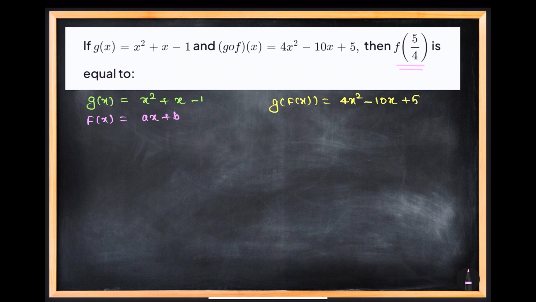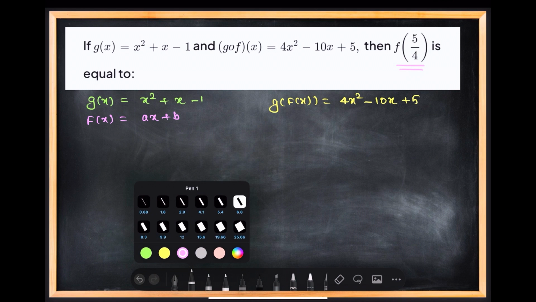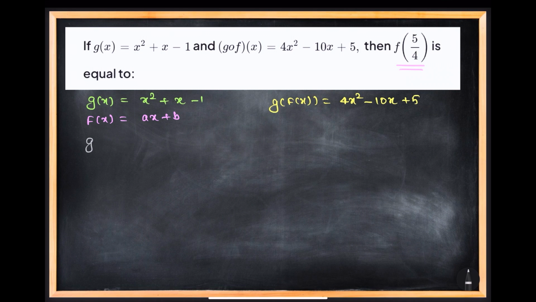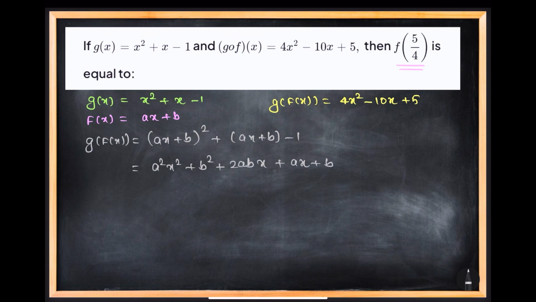Now they have given you g of f of x, so find out g of f of x according to you. In place of x in the function g, you have to replace it with ax plus b. So it is (ax plus b) square plus ax plus b minus 1. Now a square x square plus b square plus 2abx plus ax plus b minus 1. Write down this thing in standard form.